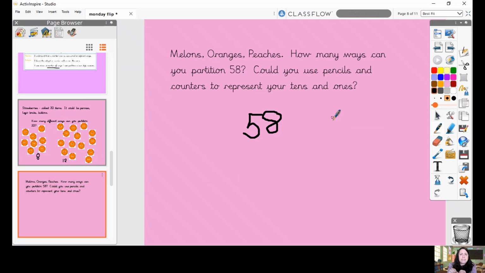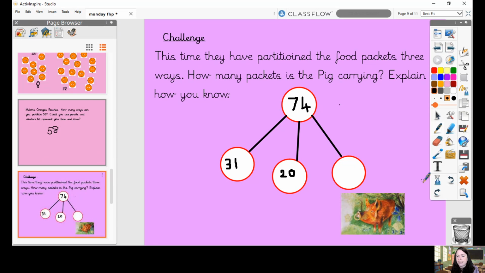Again, you might want to use pennies, you might want to use tiny little Lego bricks, but you need something small that looks different to your 10s. And then you can have a go at partitioning 58 in as many ways as you can. Once you've done that, I've got this challenge for you here.